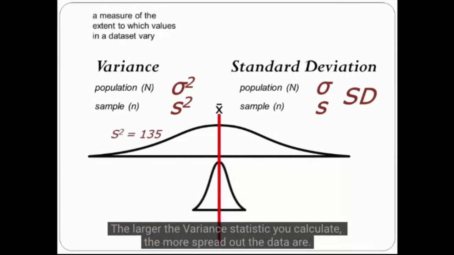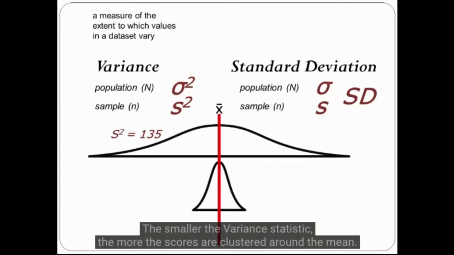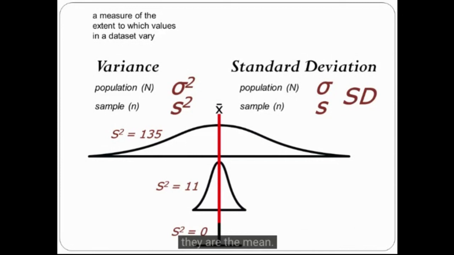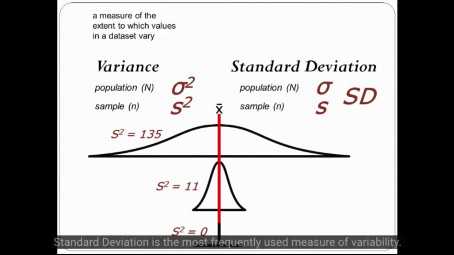The larger the variance statistic you calculate, the more spread out the data are. The smaller the variance statistic, the more the scores are clustered around the mean. And a variance of 0 means that all the scores in a data set are the same. They are the mean. Standard deviation is the most frequently used measure of variability.